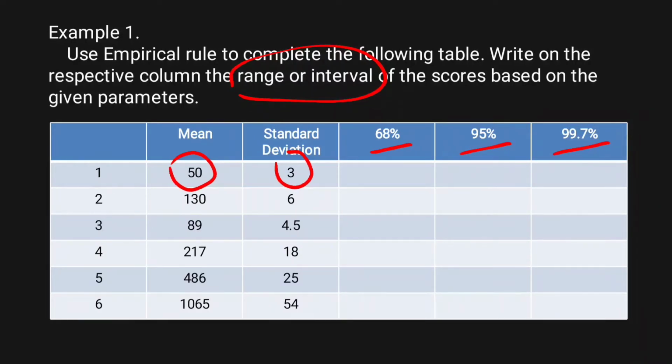So, 50 minus 3 is 47. And then we have 50 plus 3, standard deviation. So 50 plus 3 is equal to 53. Yan, so 47 to 53 ang ating 68%.